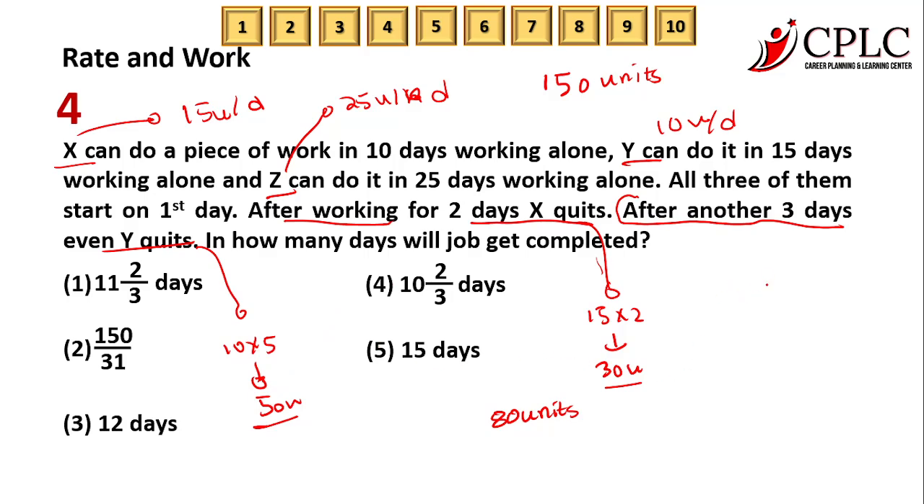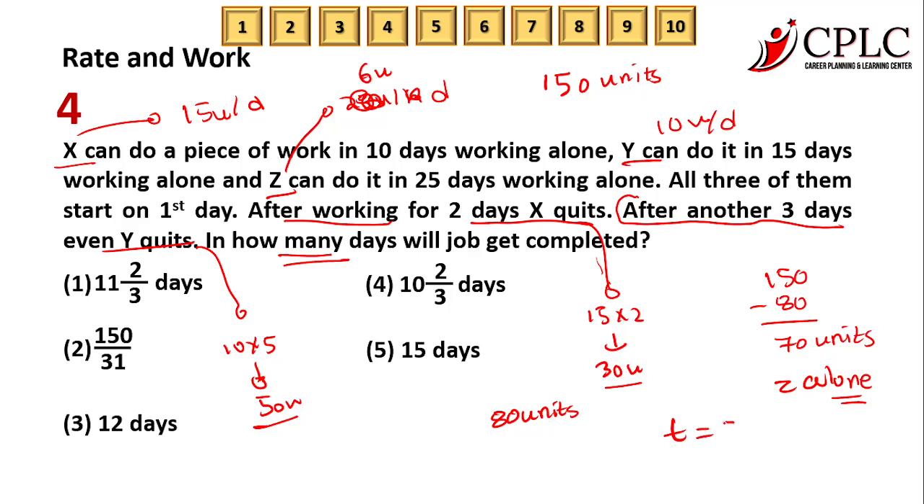Now the remaining work, so 150 was the total supposed to be done. 80 is done by X and Y before quitting. Remaining 70 units now, Z alone has to do it because X and Y have left the job now. And how much time it will take? So Z ka efficiency is 6 unit per day. My bad, because he's taking 25 days to do 150, and in that time he has to do 70 units. So this much will be the time, which is around 11 point something. Only one option matches that, which is answer option first. 11 2 by 3, 11.66 days it will take for Z to complete the entire work, basically.